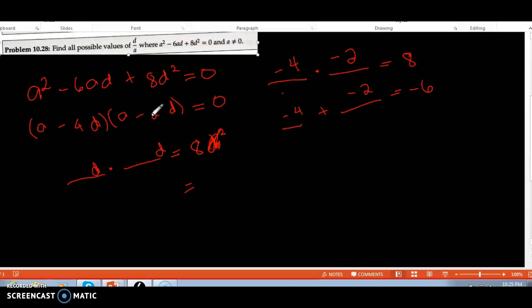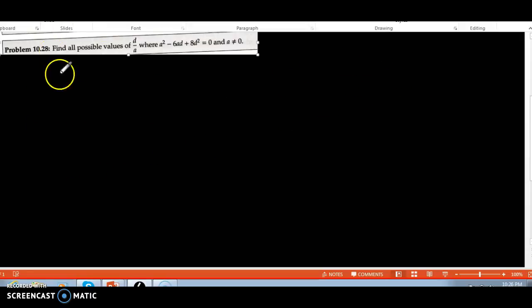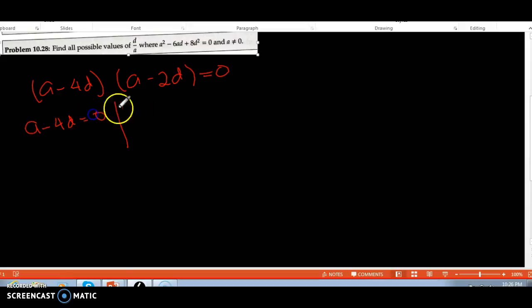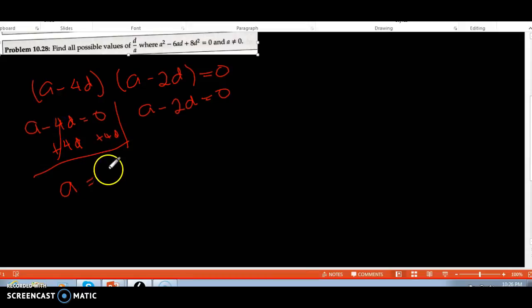Let me rewrite that because I don't have space. You have a minus 4d as one factor, and the second factor is a minus 2d, equals 0. Now we set each factor to 0. a minus 4d is equal to 0, and the other one, a minus 2d, is equal to 0. Add 4d on each side. Now you have a equals 4d, as the other term cancels out.